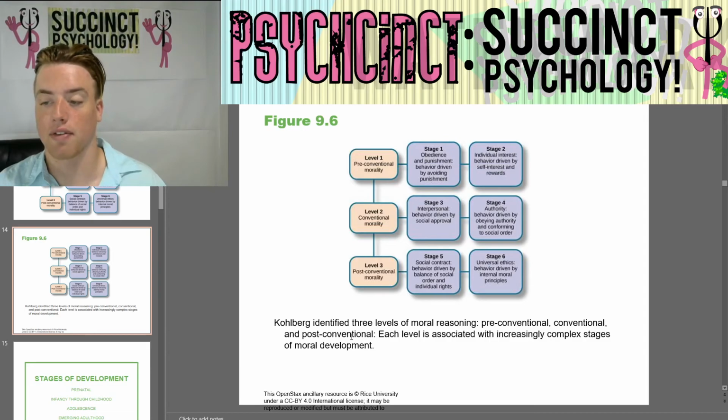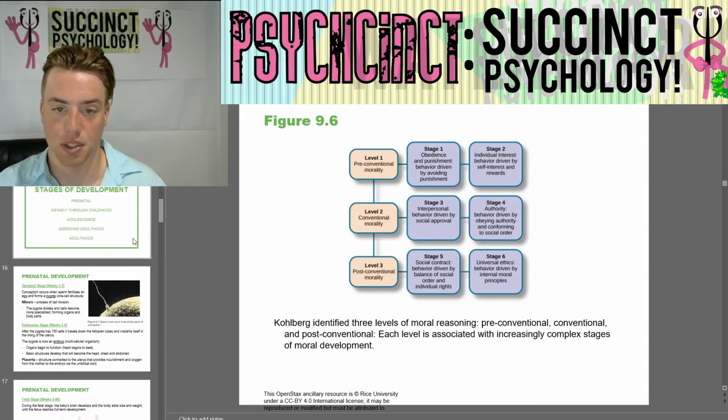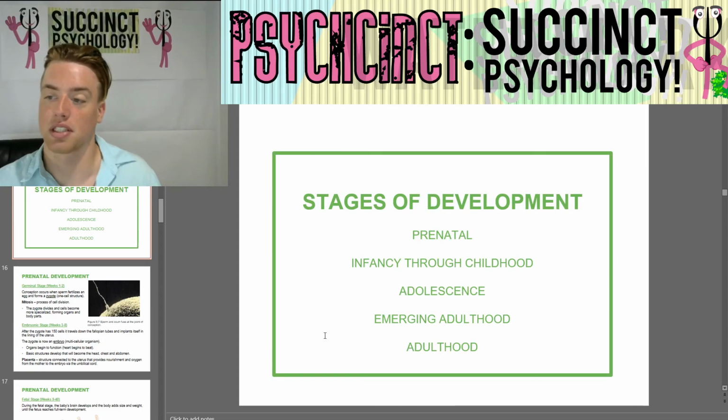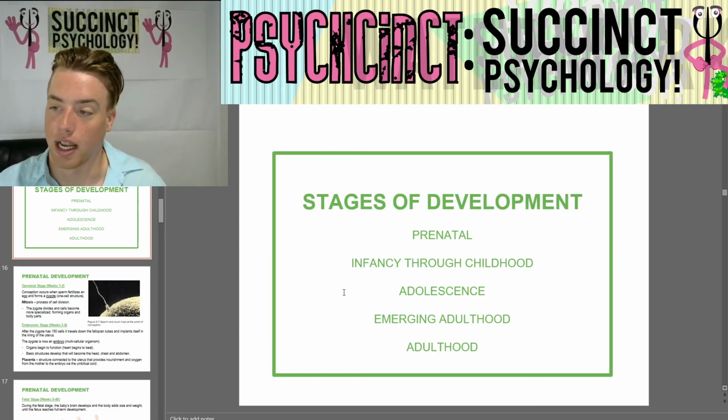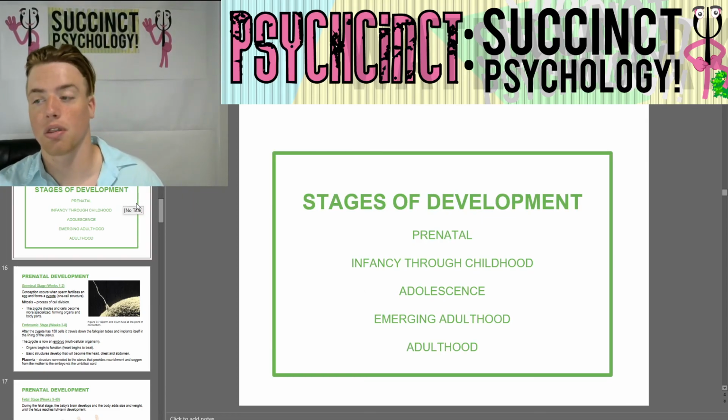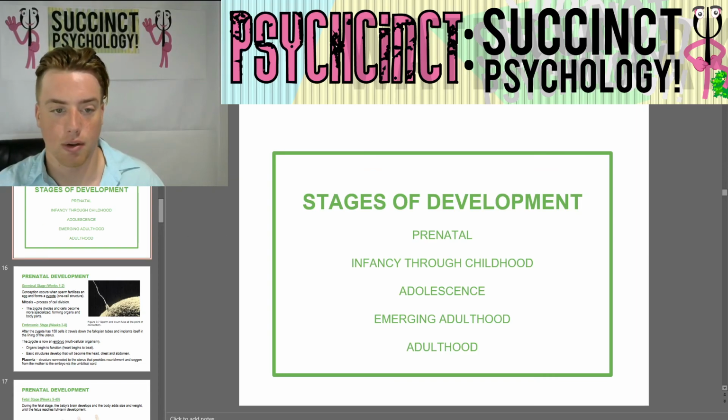So Kohlberg identified 3 levels of moral reasoning: pre-conventional, conventional, and post-conventional, each level associated with increasingly complex stages of moral development, as we just went through. Next, we have the stages of development, and we will actually go through that in the next video.